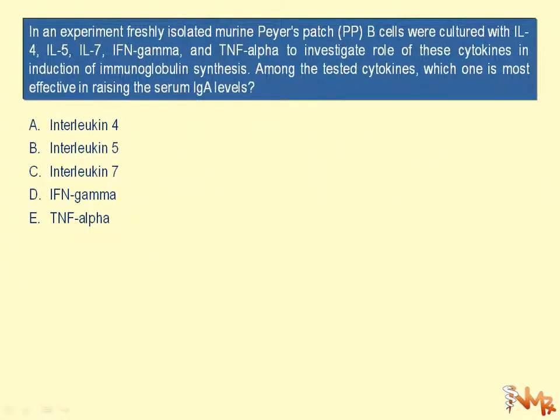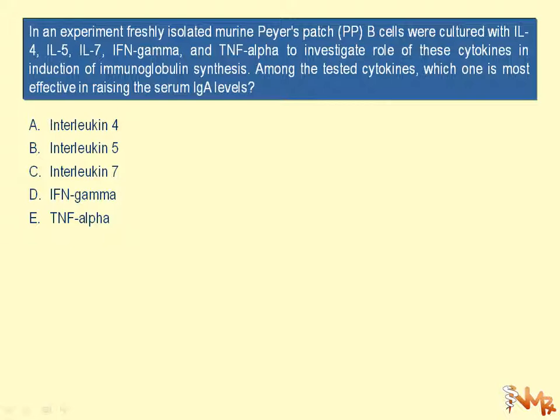In an experiment, freshly isolated murine Peyer's patch B cells were cultured with interleukin 4, interleukin 5, interleukin 7, interferon gamma, and tumor necrosis factor alpha to investigate the role of these cytokines in induction of immunoglobulin synthesis. Among the tested cytokines, which one is the most effective one in raising the serum IgA levels?